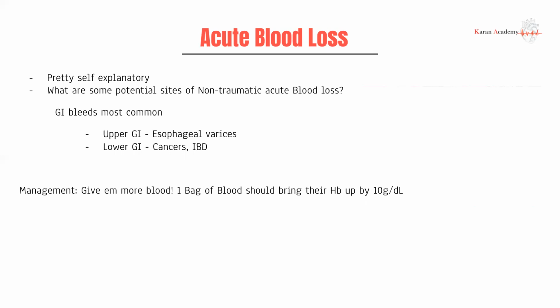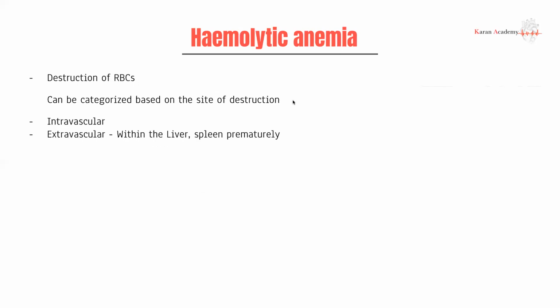So usually 80 to 90 is acceptable. And you should know that one bag of blood will bring their hemoglobin up usually by 10 grams per deciliter. This is important for two reasons. First, it helps with dosing. How much blood do I give them? Well, here you go. And secondly, when you do give them blood, you can monitor how they respond to it. So if you give someone blood and their hemoglobin keeps on dropping, it probably means that there is still ongoing bleeding that you haven't addressed.